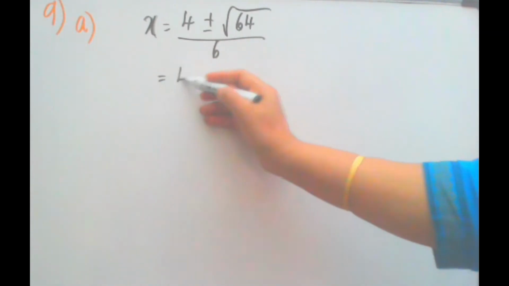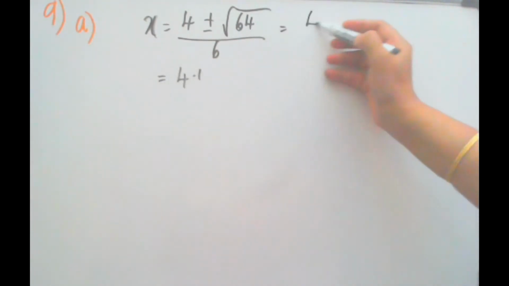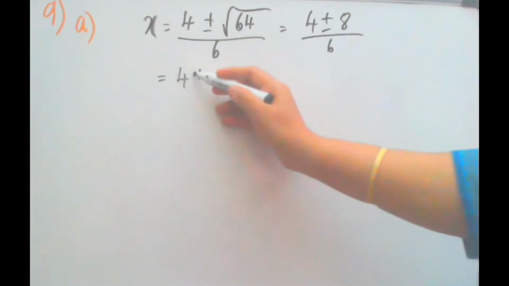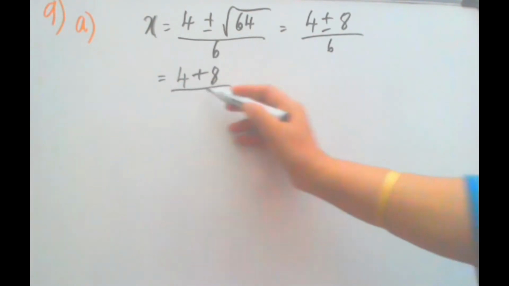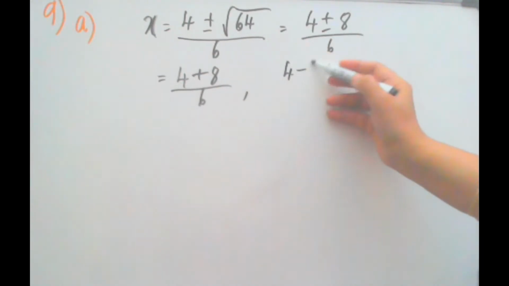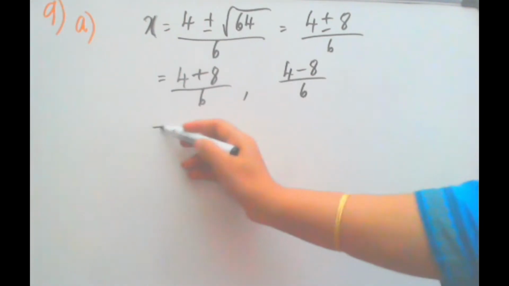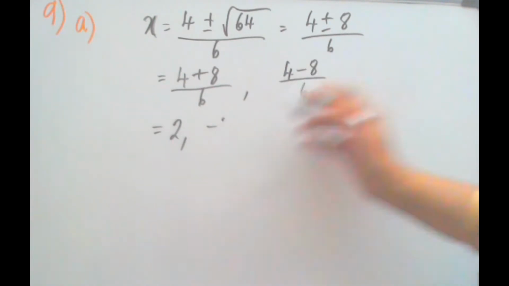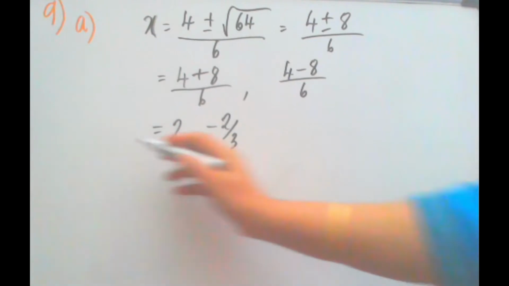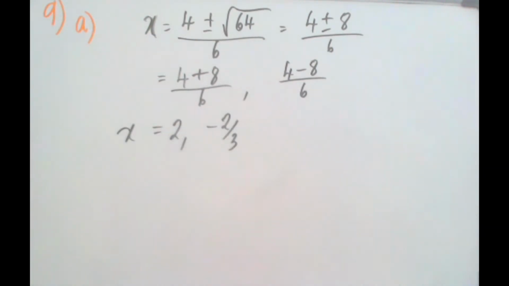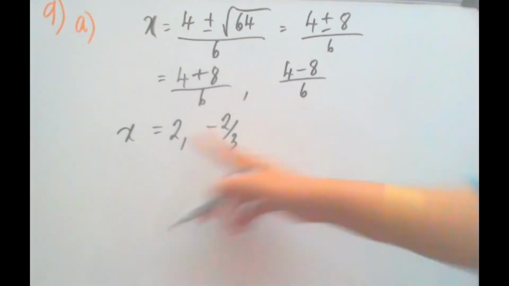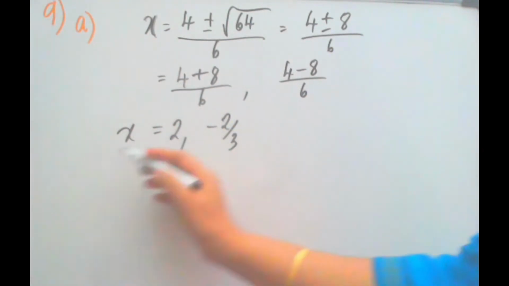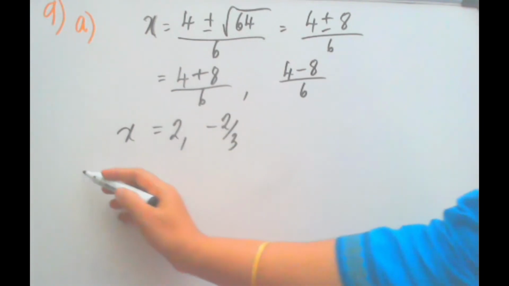Let us find the two values. So this simplifies to 4 plus or minus root 64, which is 8, divided by 6. So one value is 4 plus 8 divided by 6 and another value is 4 minus 8 divided by 6. So 12 by 6 is 2, and minus 4 by 6 will be minus 2 by 3. So we get two values of x. That means at these two x coordinates we have the stationary points. So let us find the y coordinate for each of these x coordinates.